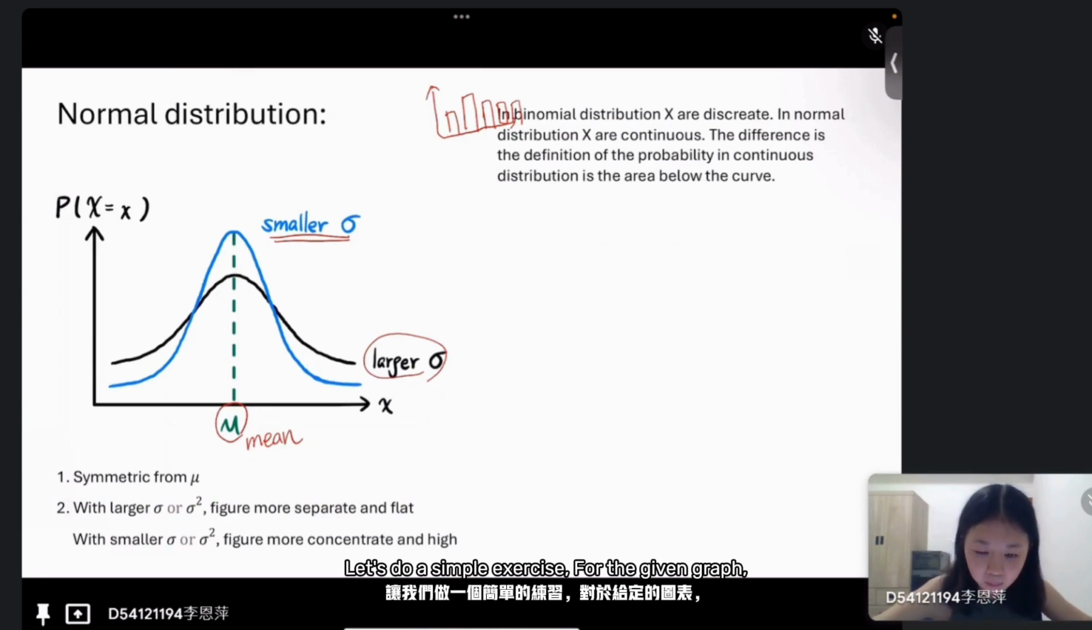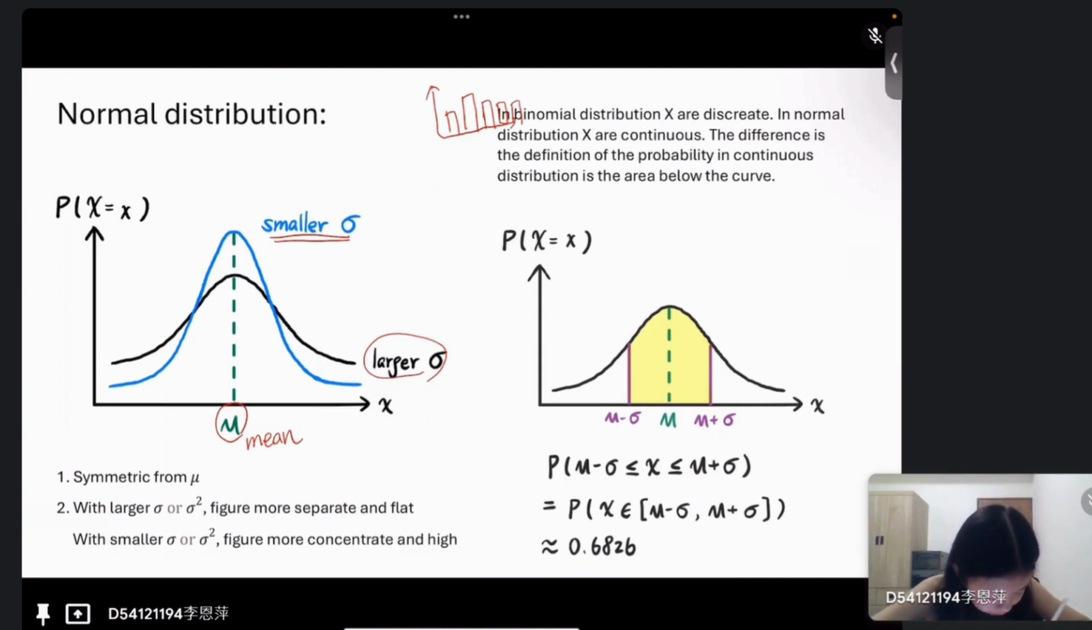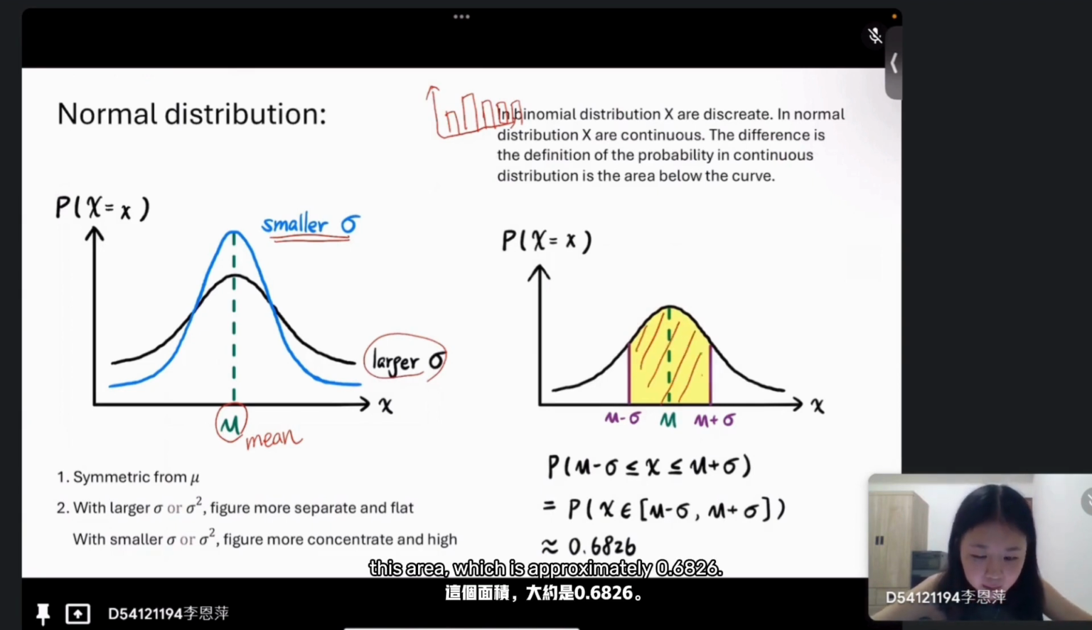Let's do a simple exercise. For the given graph, if I want to know the probability that x lies within the interval of the mean minus the standard deviation to the mean plus the standard deviation, that is, this area, which is approximately 0.6826. How do I know this? Let's find out.